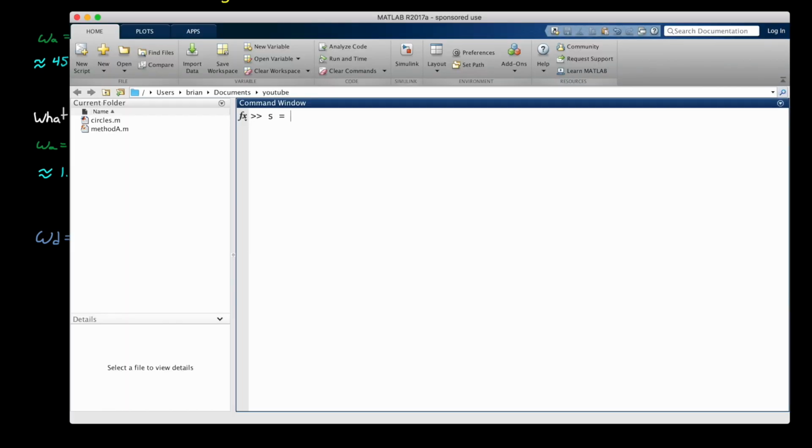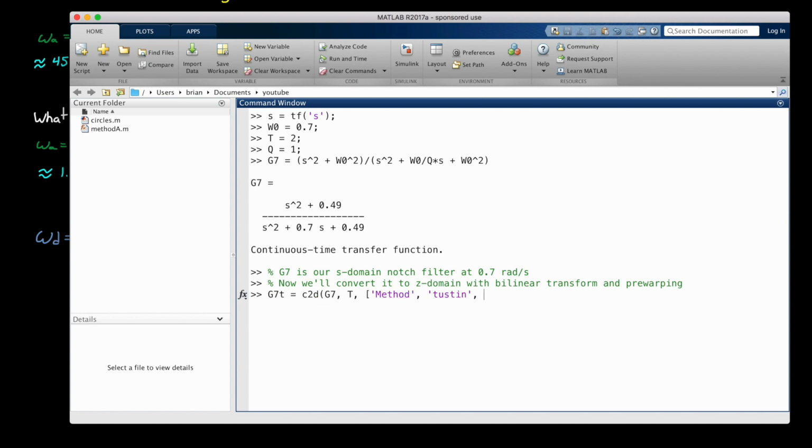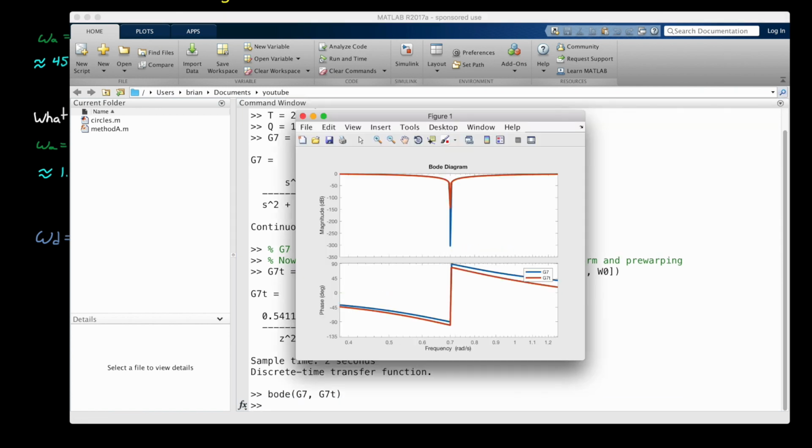Once again, we'll set up our variables and define our S-domain notch filter at 0.7 radians per second. Then we can convert it to the z-domain with the bilinear transform, but this time we'll apply a pre-warping at 0.7 radians per second during the conversion. Remember, when we did this without the pre-warping, our discrete notch filter came back at 0.61 radians per second. So let's see how this one does.